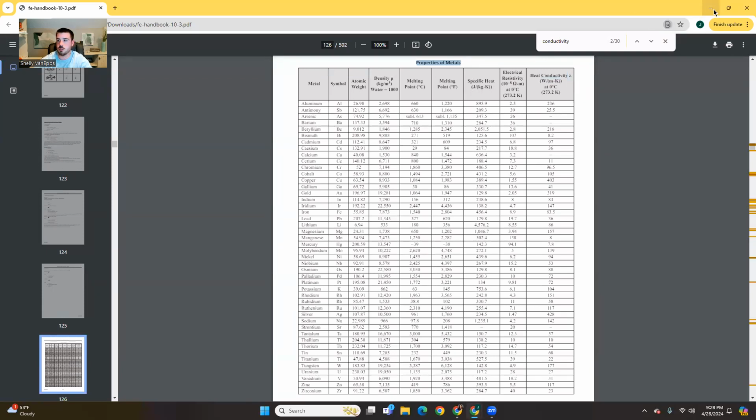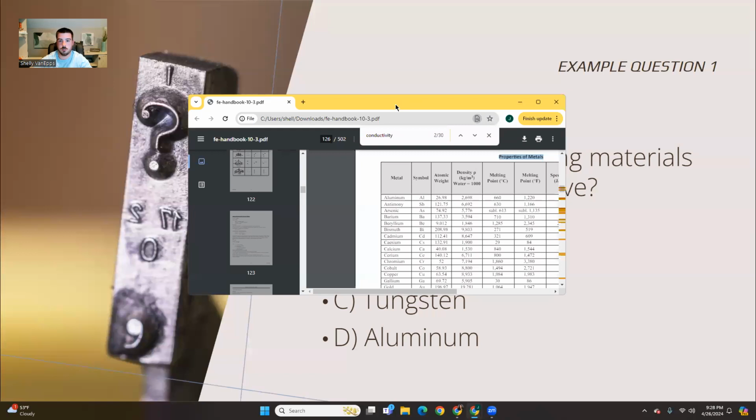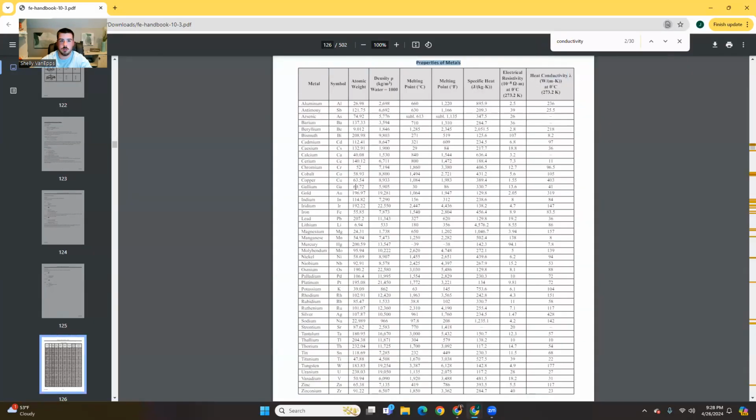So if we go back to the question. Which of the following materials is most conductive? Copper, nickel, tungsten, or aluminum? So if we look here, we have aluminum right at the top at 236. We go down a little bit to copper at 403. So we know copper is more conductive than aluminum. Nickel at 94, not really conductive. And we also have tungsten at 177.